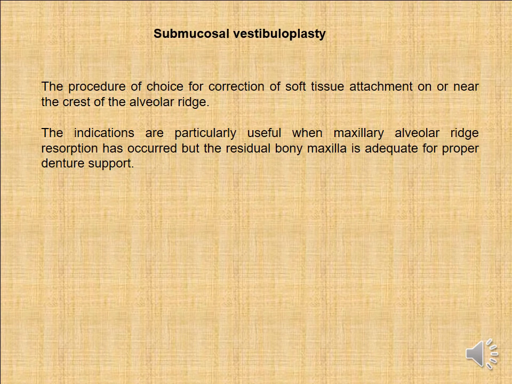Submucosal vestibuloplasty. This is the procedure of choice for correction of soft tissue attachment on or near the crest of the alveolar ridge. The indications are particularly useful when maxillary alveolar ridge resorption has occurred but the residual bone of the maxilla is adequate for proper denture support.